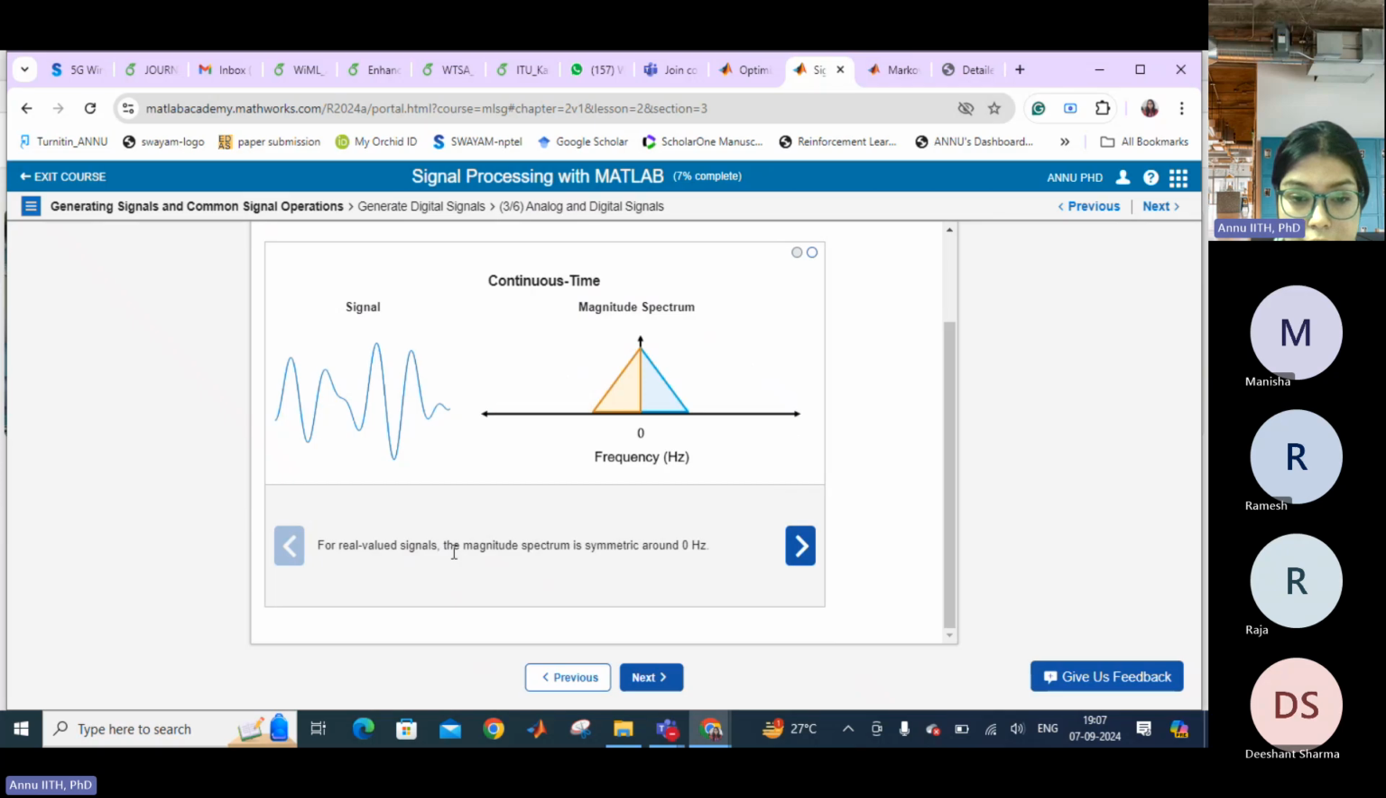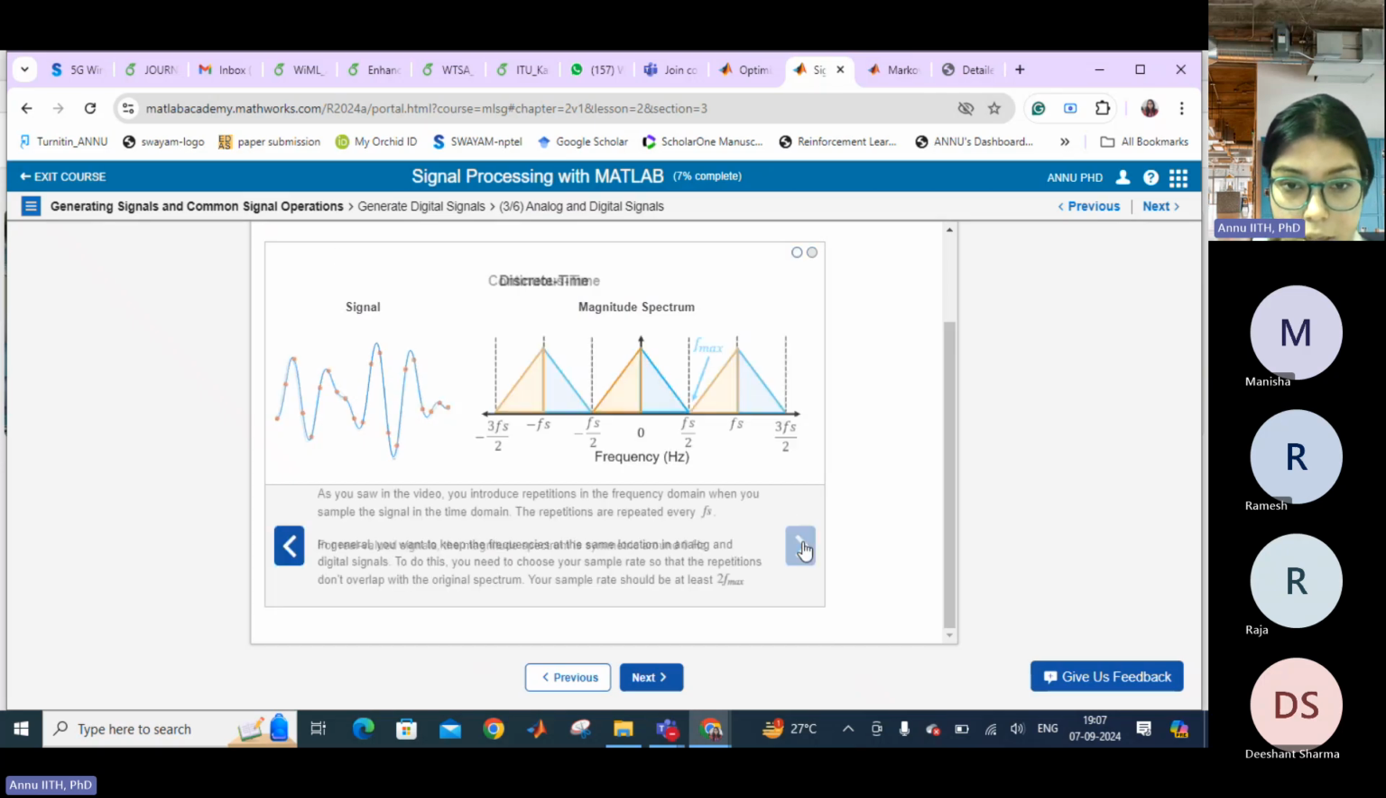For real valued signals, the magnitude spectrum is symmetric around 0 Hz. Okay, this is the real valued spectrum. As you saw in the video, you introduce repetitions in the frequency domain when you sample the signal in the time domain. The repetitions are repeated every fs. You can see here, this is the repetition, and it is repeated every fs. In general, you want to keep the frequency at the same location in analog and digital signals. To do this, you choose a safe sample rate so that repetitions don't overlap with the spectrum, and the sample rate should be at least 2 f max.